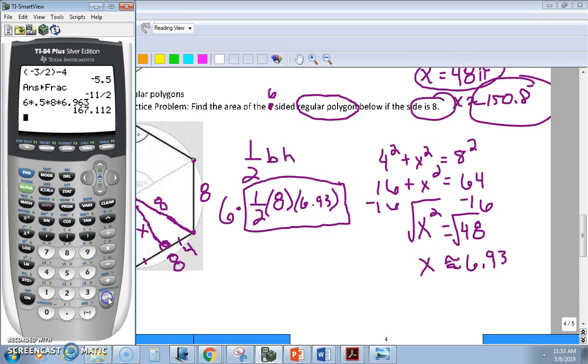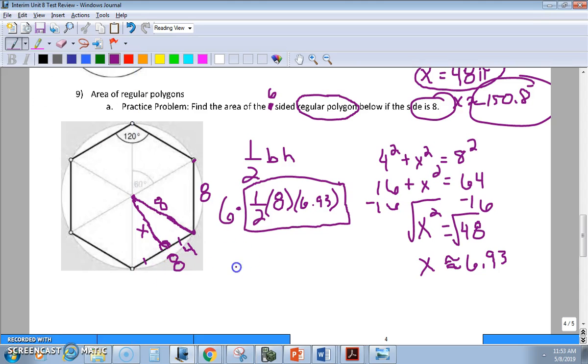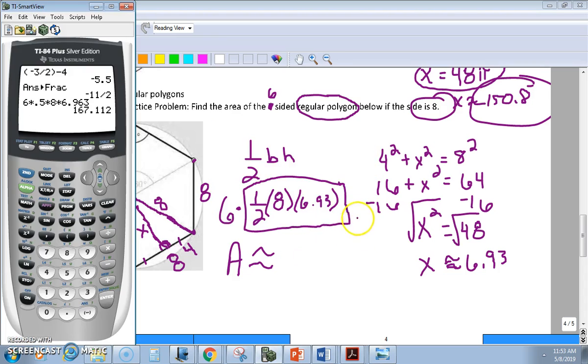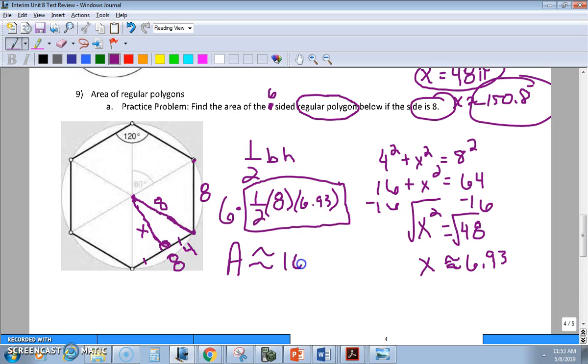Times 6.93. So the area of that entire hexagon is approximately, because remember I still have rounding error because I rounded that one, 167.11.